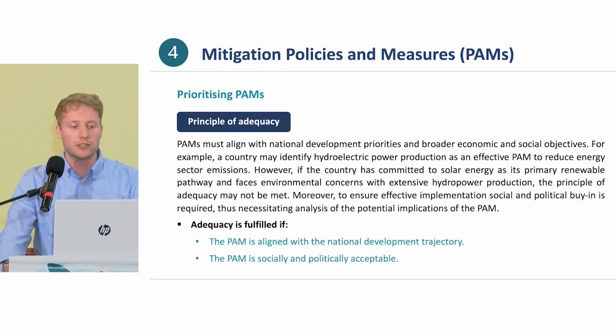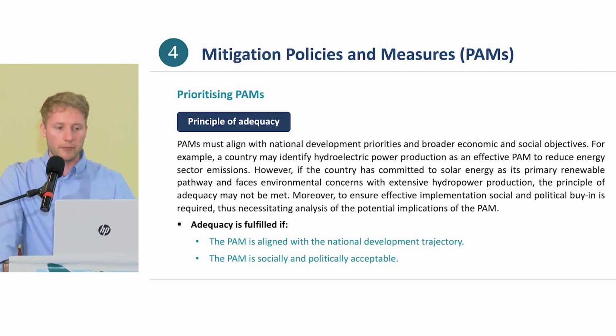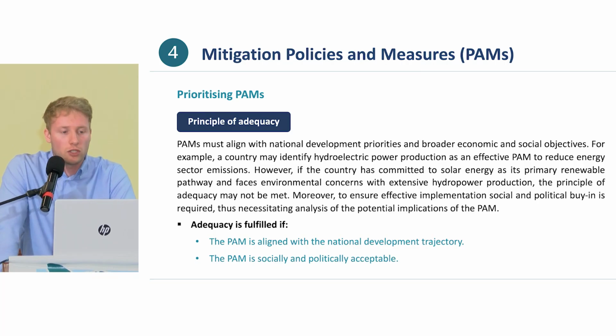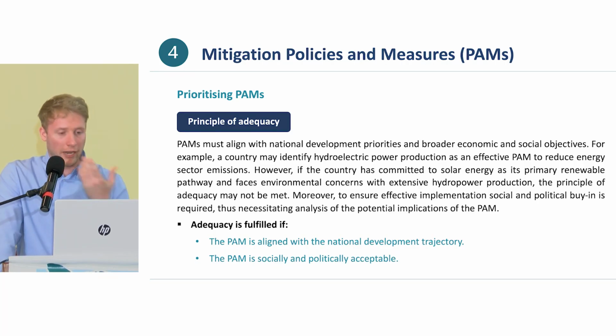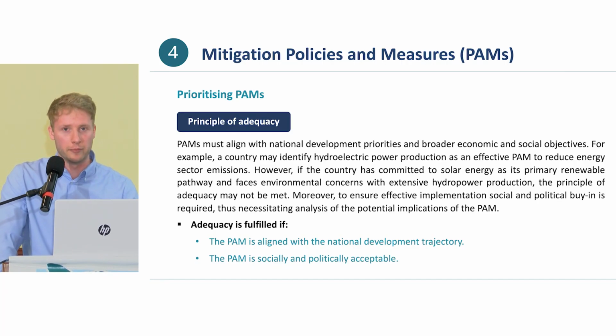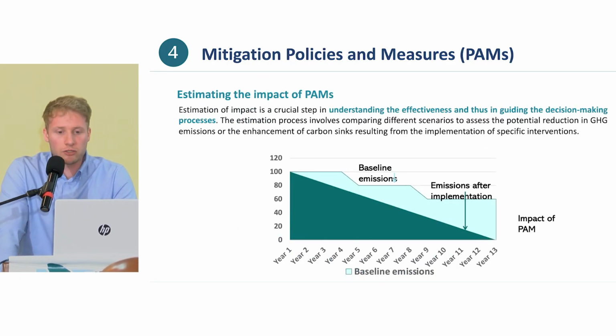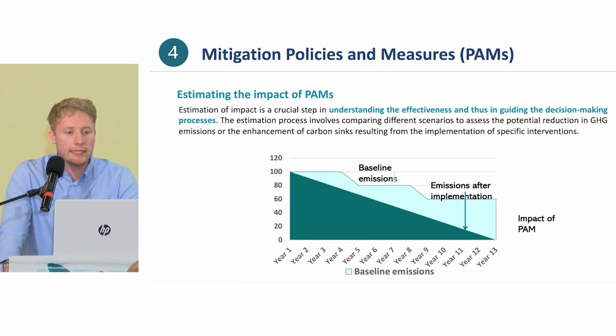It needs to be weighted, right? So we need to check whether a PAM, policy and measure for mitigation, is actually acceptable, and whether it's aligned with the development trajectory. If we have invested over the past years $5 billion in solar panels, it might not be wise to suddenly put 5 in windmills because of the investment cost and development cost and so forth.